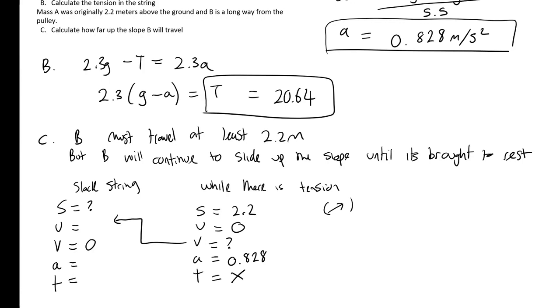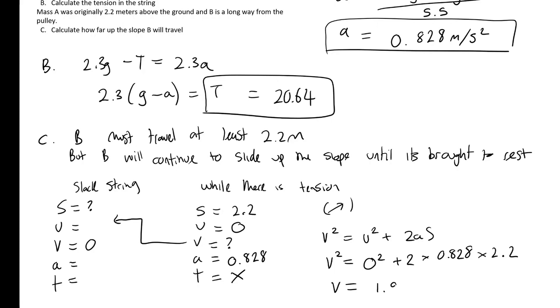We need to use the equation that doesn't have t in it in order to work out v. So we use v squared equals u squared plus 2as. So v squared equals 0 squared plus 2 times 0.828 multiplied by 2.2. Therefore v is equal to 1.908 meters per second. It's always easier just to update your SUVAT instead of having to search for the new information that you have. So it'll update wherever it goes.